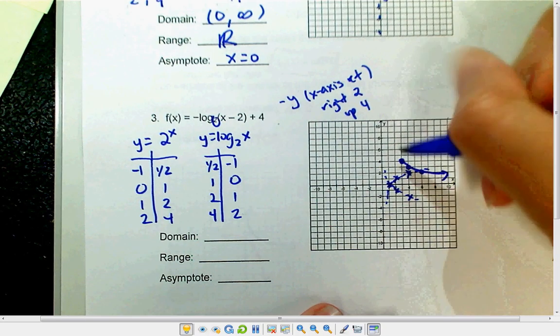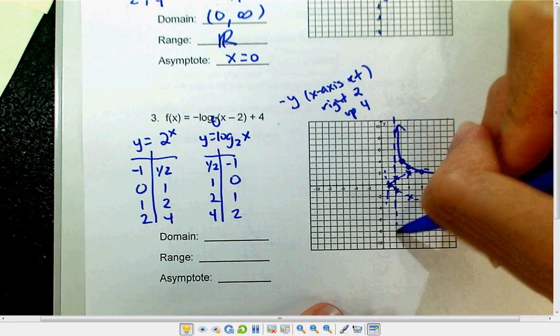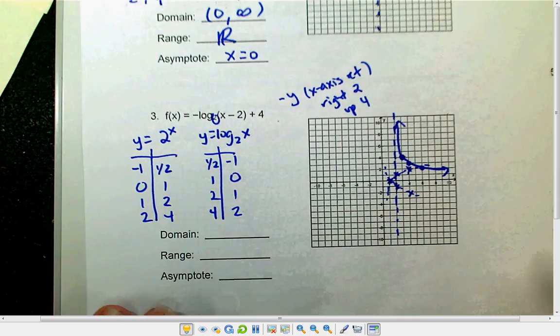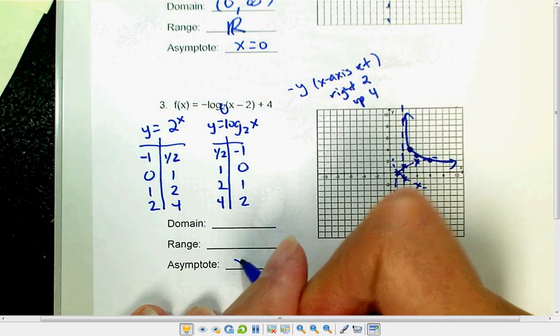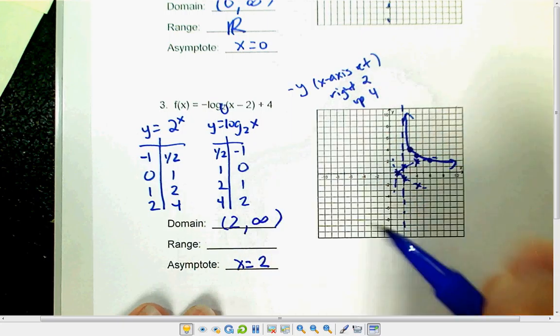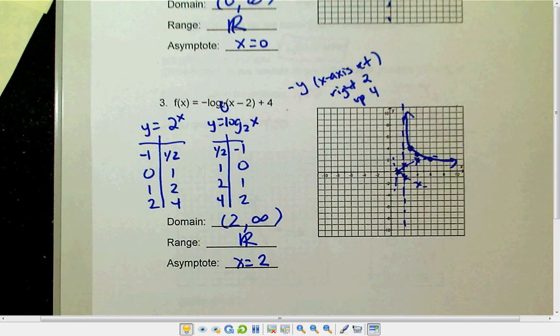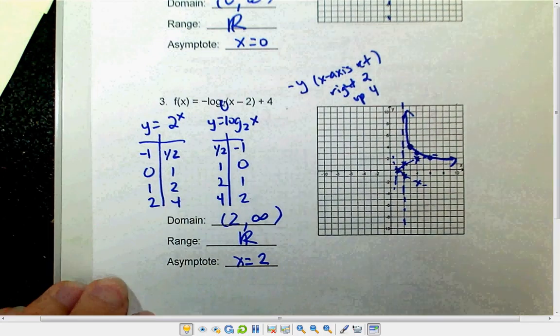So this is my final graph. And since it's moved to the right 2, I know that my asymptote is also moved to the right 2. So my asymptote is now at x is equal to 2, which means that my domain goes from 2 to infinity. My range is all real numbers, as usual. Okay, let's move on to our next one.